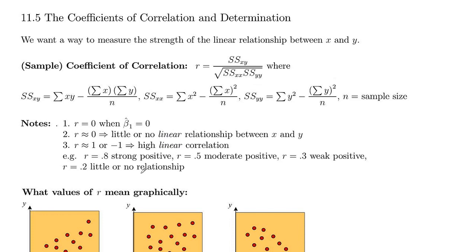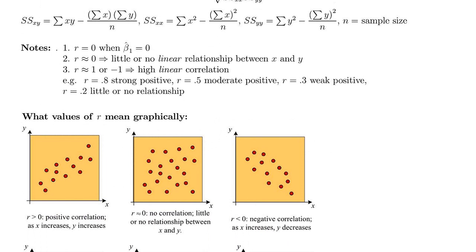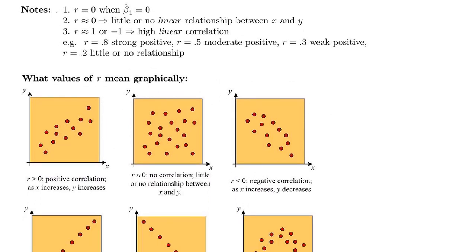So now just some examples here to kind of get used to the language. If r was approximately 0.8, that would be a strong positive linear correlation. 0.5 would be considered moderate. 0.3 would be considered weak positive. And 0.1 or 0.2 would be little or no relationship. There's really no hard and fast cutoffs here for weak, moderate, and strong. It varies on who you ask.